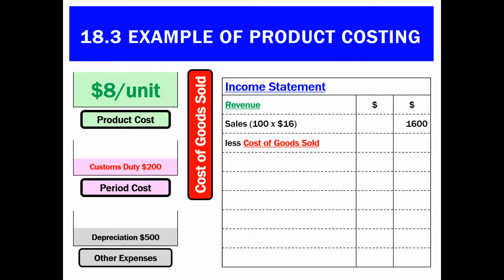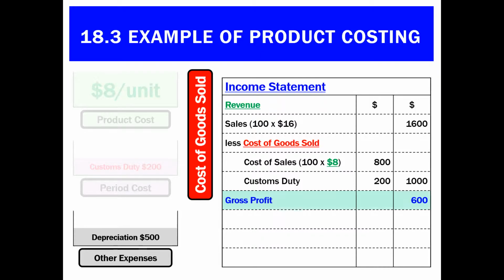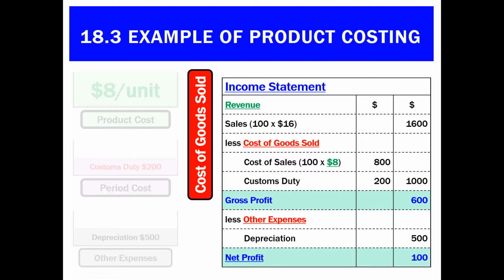Let's do less our cost of goods sold. So we'll start off with our cost of sales. Now remember from our previous video, when we say cost of sales now, we mean product cost. Okay. So if we sold 100 units, that's 100 times 8, which is $800. We've also got some customs duty, which we couldn't allocate. That's $200. And together, that's a total cost of goods sold of $1,000, which will give us a gross profit of $600. That's less away our other expenses, which in this case we've got depreciation of $500, and that'll give us a net profit of $100.